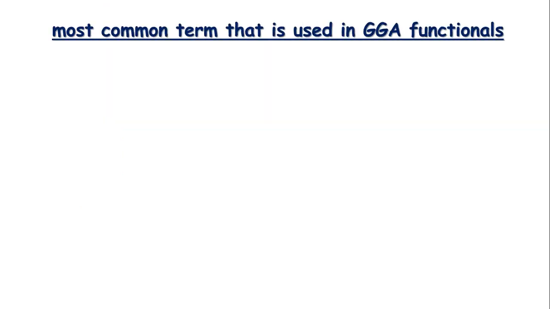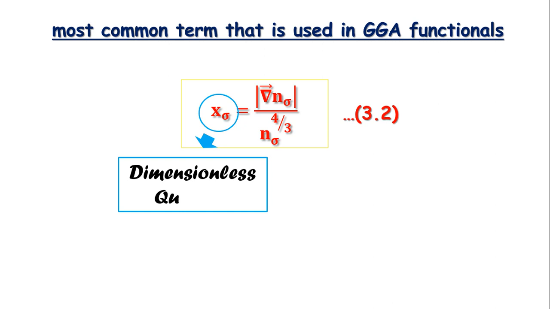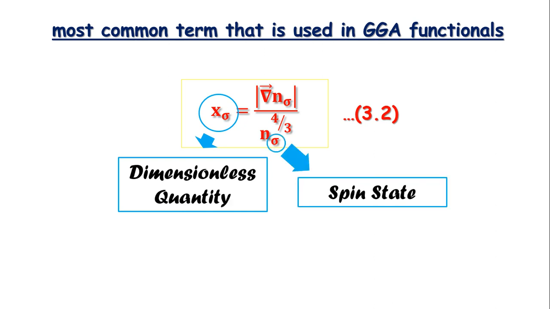Now, let's take a closer look at exactly how the gradient of electron density is used. Generally, the most common term that is used in GGA functionals is x sigma equals the modulus of the gradient of electron density divided by the electron density to the power 4/3, where x sigma is a dimensionless quantity and sigma refers to the up and down spin states.